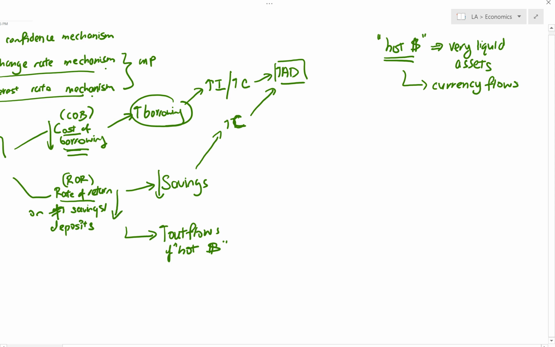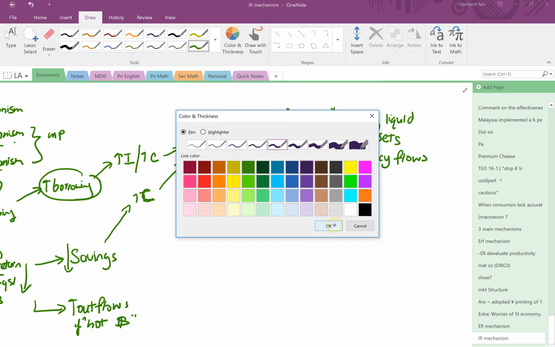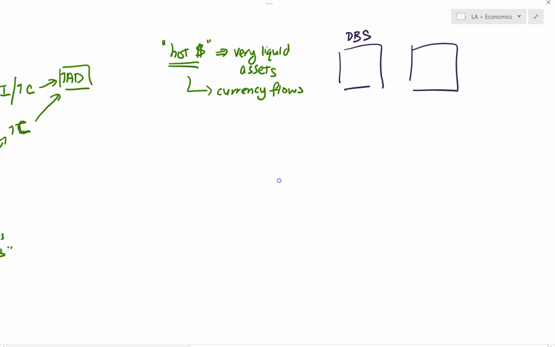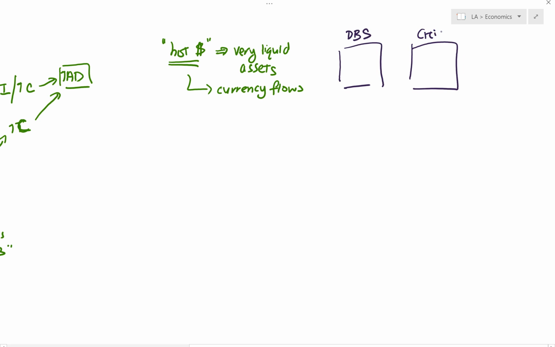So how does interest rate actually affect hot money? Let me use a different color just for variety. For example, I have two banks, one is DBS and one is maybe Citibank. In Citibank, they pay a 3% interest rate. Citibank is a US bank, so when they say that they pay a 3% interest rate, this is tied to America's interest rate. This is mainly the interest rate on US dollar deposits. Just assuming that Singapore, at the beginning, also has a 3% interest rate on Singapore dollar deposits, SGD deposits.